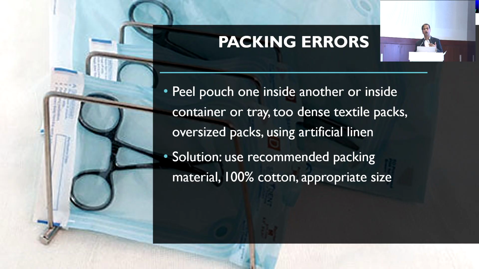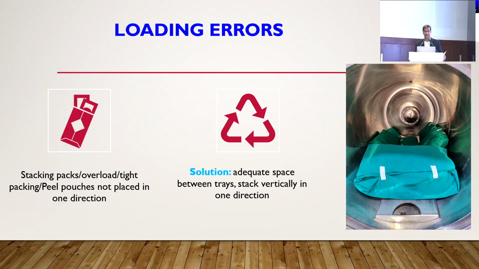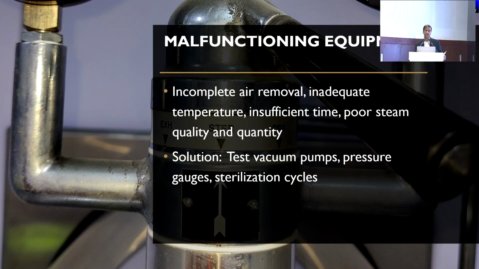We tend to put a class 5 integrator into multiple packs and pack one over the other. In these situations, the steam does not reach the indicator, and hence the indicator fails. So stacking and overloading of packages is one of the commonest sources. You have to allow adequate space so that the steam can penetrate all around the packs for the class 5 integrator to change. The other most important one is the malfunctioning of the instrument, which normally happens.